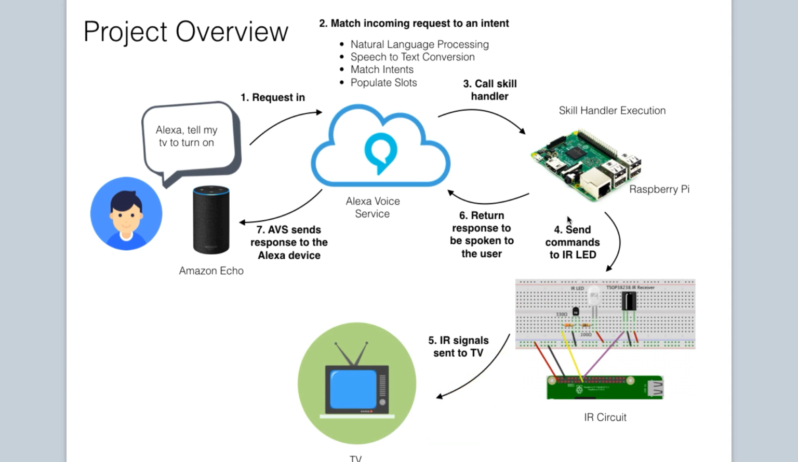Once those signals are sent, our skill handler in our Python program will send a response back to the Alexa voice service. This is a confirmation of the command that was just executed. The Alexa voice service will perform text-to-speech and then send that back to the Echo device, which relays the response to the user. As you can see, there are a lot of moving parts here, but it's a really cool, exciting project. Now that we have an overview of everything happening in the overall system, let's get more hands-on and dive in deeper.